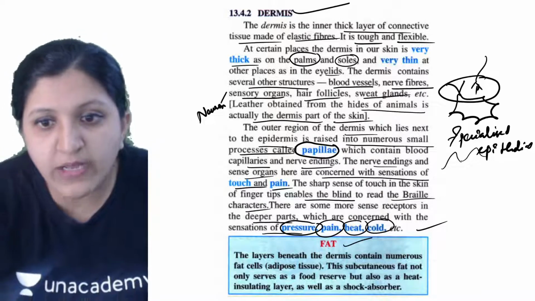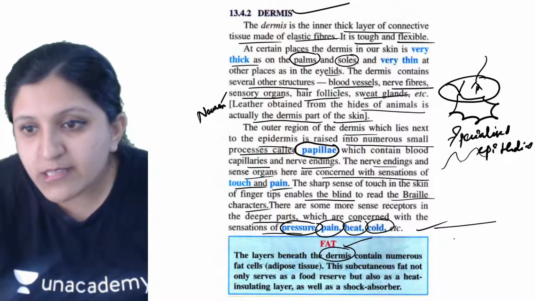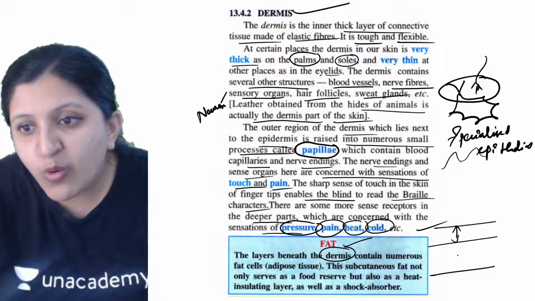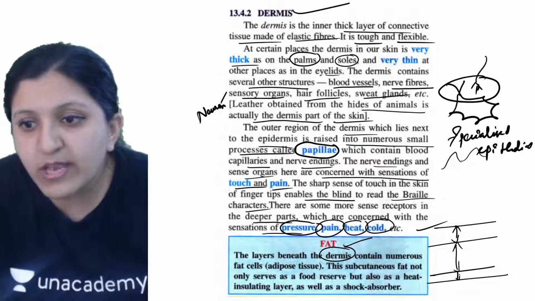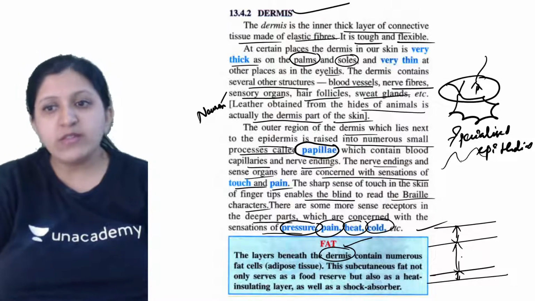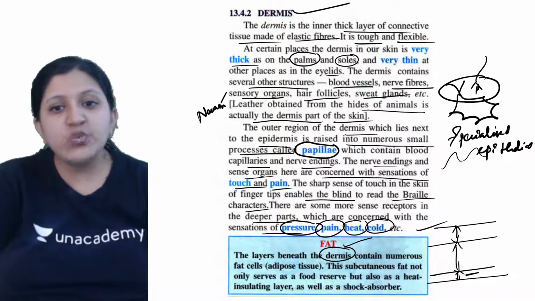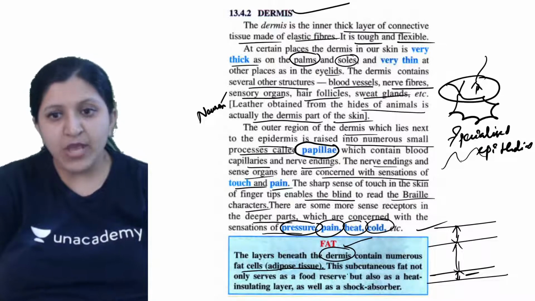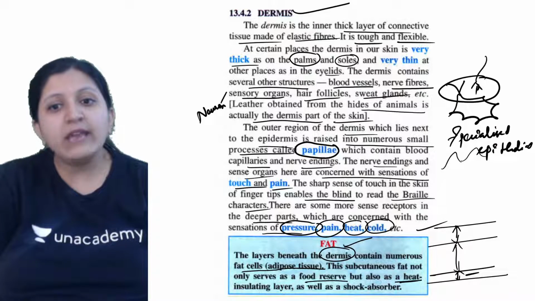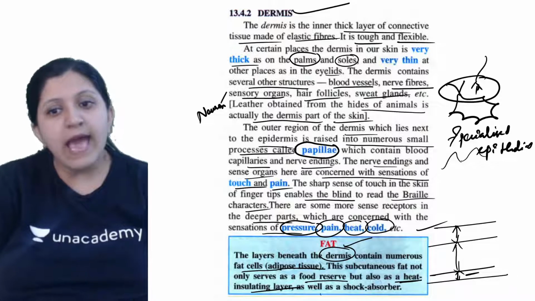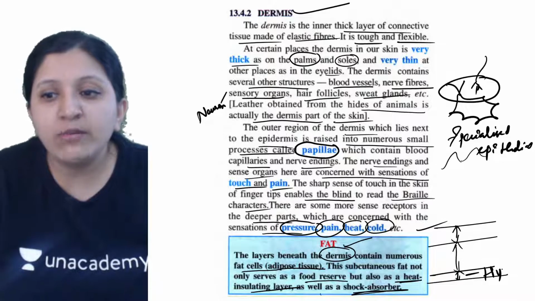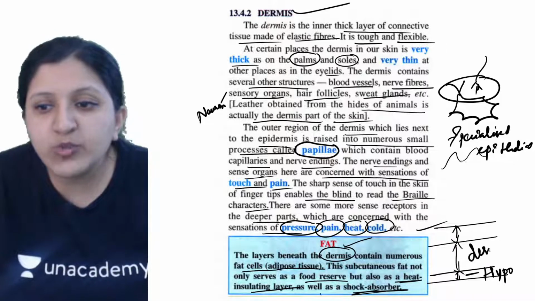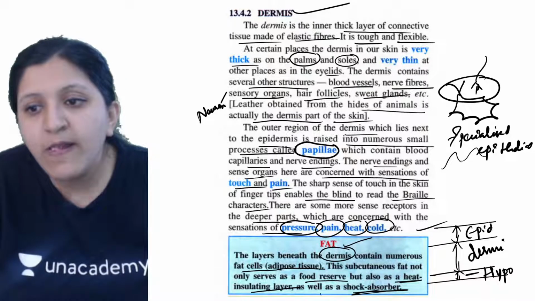Next is the fat, the layer beneath the dermis. Let's say this is the epidermis part, and below is the dermis part. The layer beneath the dermis contains numerous fat cells. So there is a hypodermis as well, which has adipose tissue or fat cells. This subcutaneous fat not only serves as a food reserve but also acts as a heat insulating material as well as a shock absorber. These are the functions of the hypodermis. So this is the hypodermis, this one is the dermis, and this one is the epidermis.